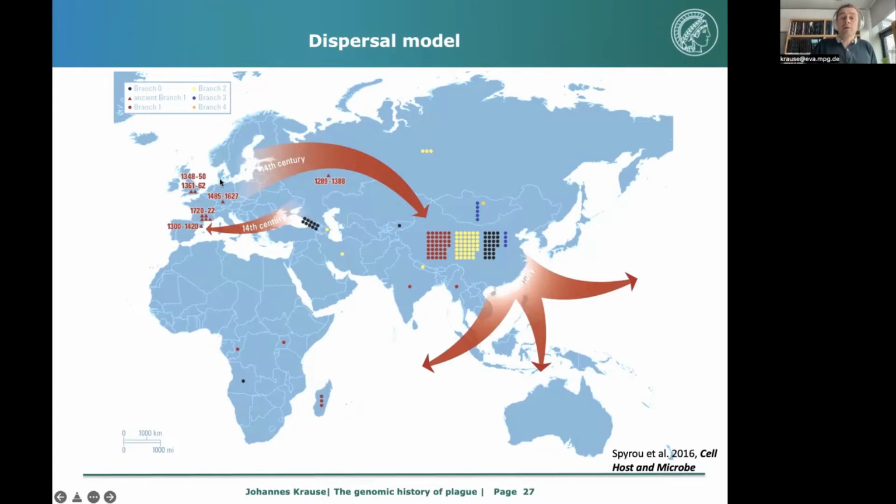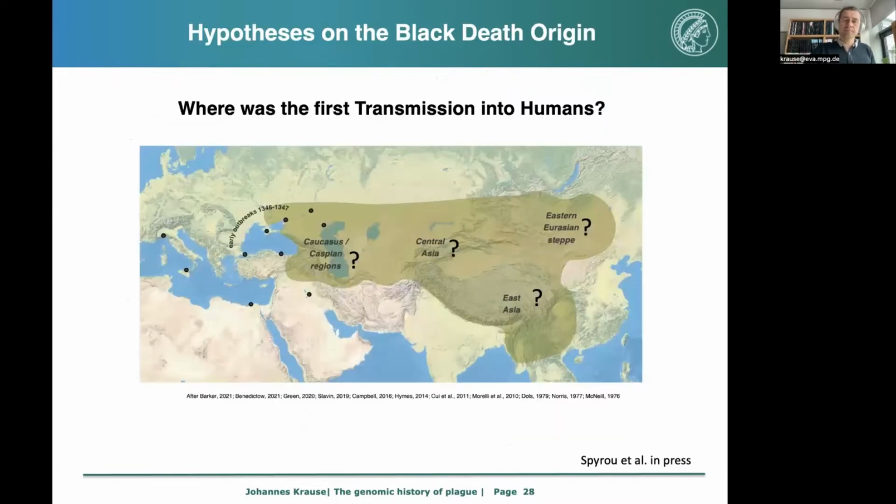And it seems to travel back also with this 14th century strain that then gives rise to the 19th century Hong Kong pandemic. So it really shows that Europe, Western Eurasia, played an extremely important role for the evolution of Yersinia pestis over the last 1,000 years.